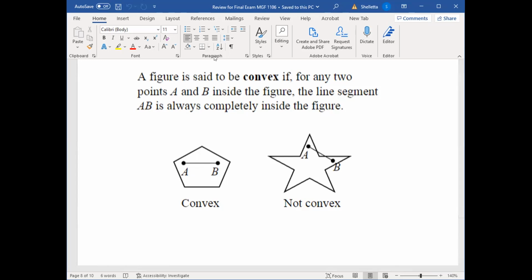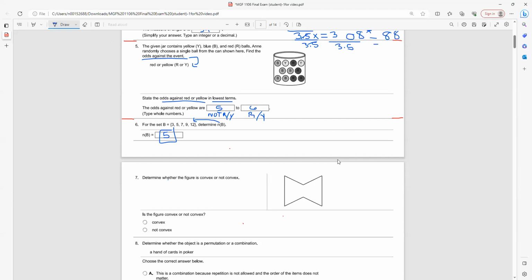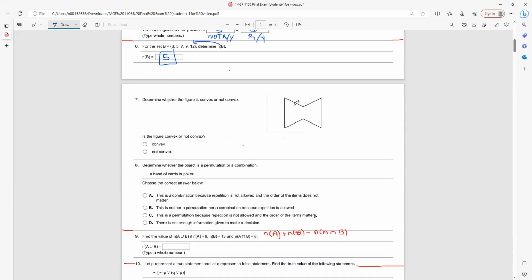So let's go back to our problem. All right, so we see for our shape, if we draw 2 points and connect these 2 points, all of the points on that line will not lie within the shape. Therefore, this shape would be non-convex.